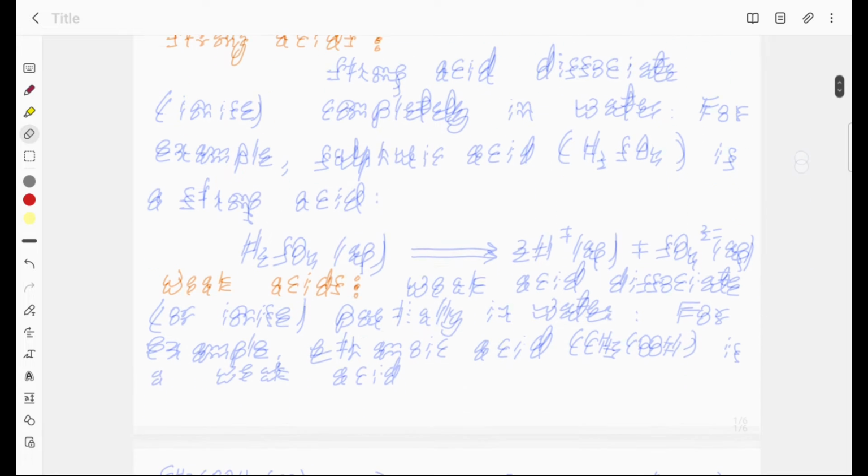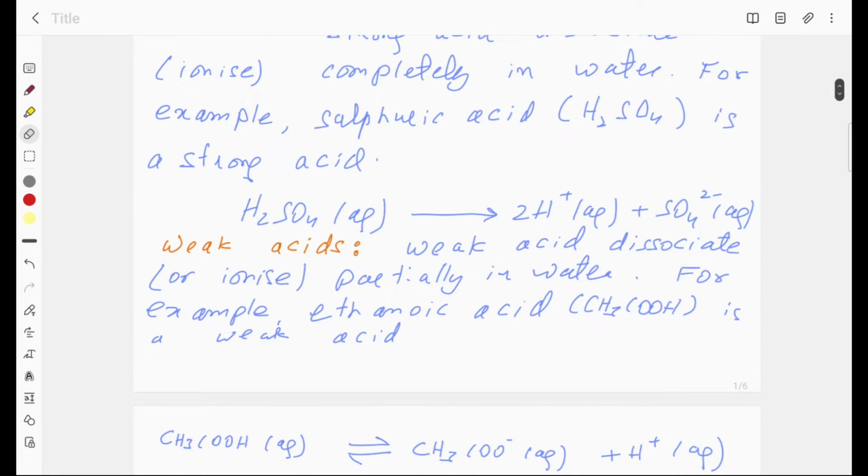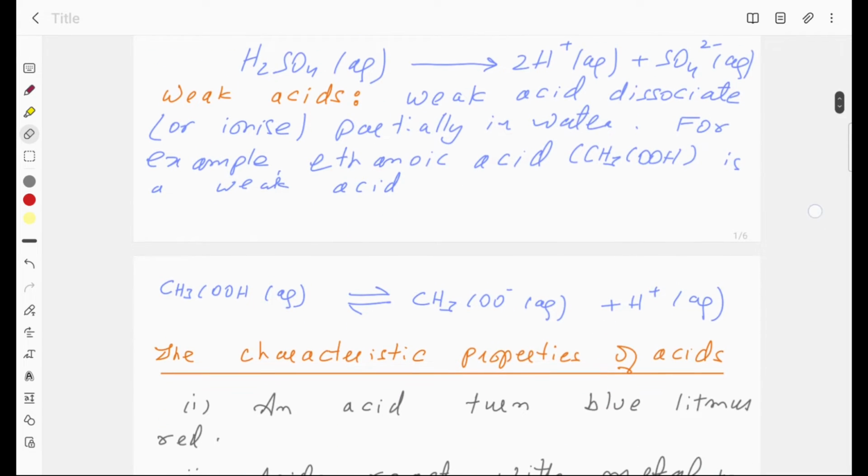On the other hand, weak acids dissociate or ionize partially in water. You can take the example of ethanoic acid. Ethanoic acid is a weak acid. When dissolved in water, it breaks into ethanoate and H positive ions. And if you have 1000 molecules of ethanoic acid, only 3 will dissociate like this.